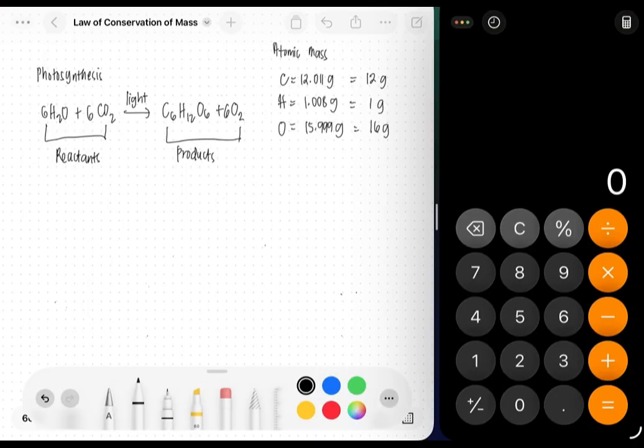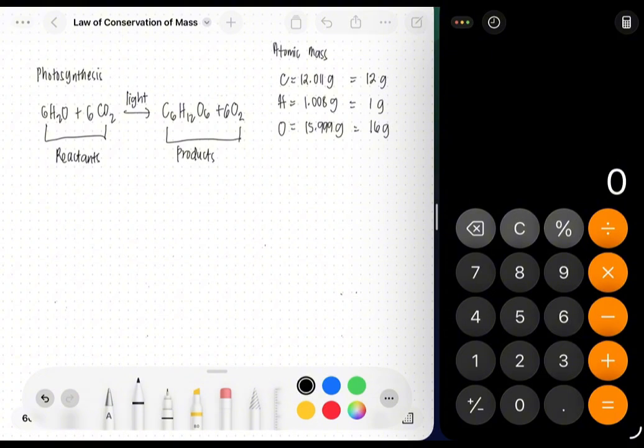So today, I'm gonna show you how mass is conserved in a chemical reaction. And we are going to use here the chemical equation of the process of photosynthesis. And this equation is already balanced. So, the first thing that we should do is to get the atomic mass from the periodic table of elements.